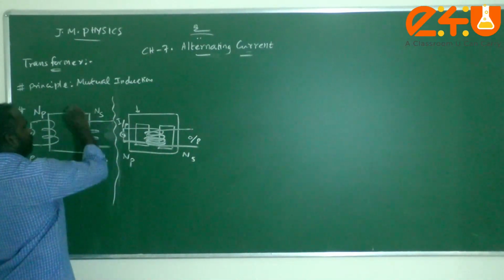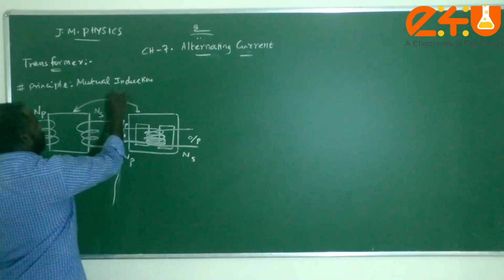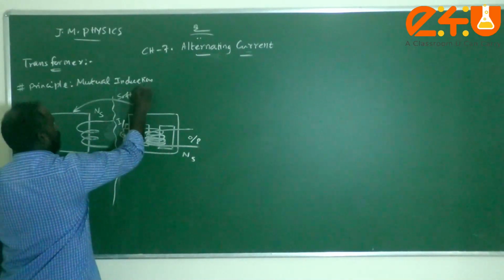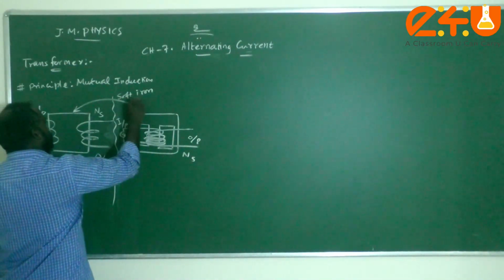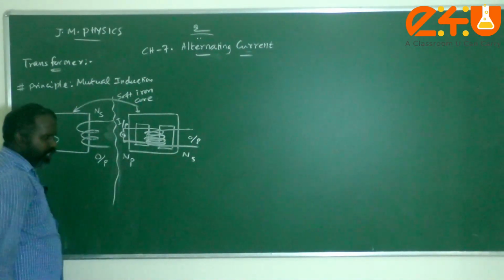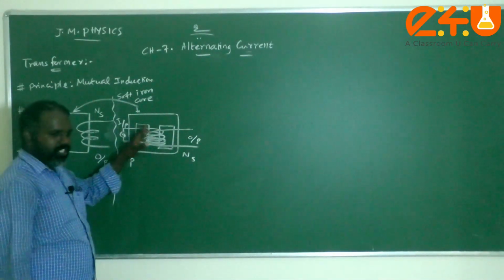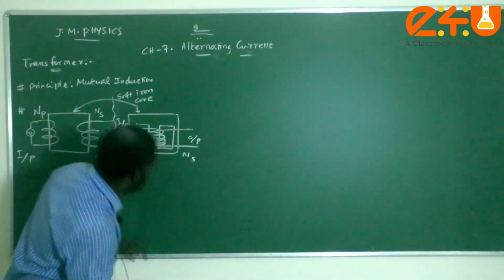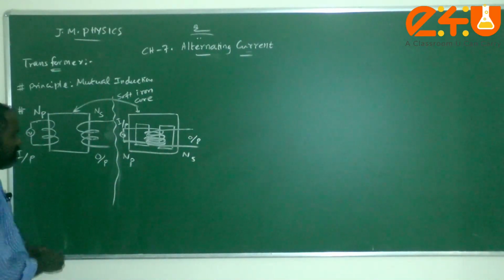In both cases, they are made of a soft iron core, which is a ferromagnetic material. And these are the copper wires which are insulated. Insulated copper windings are used in the primary and secondary circuits.